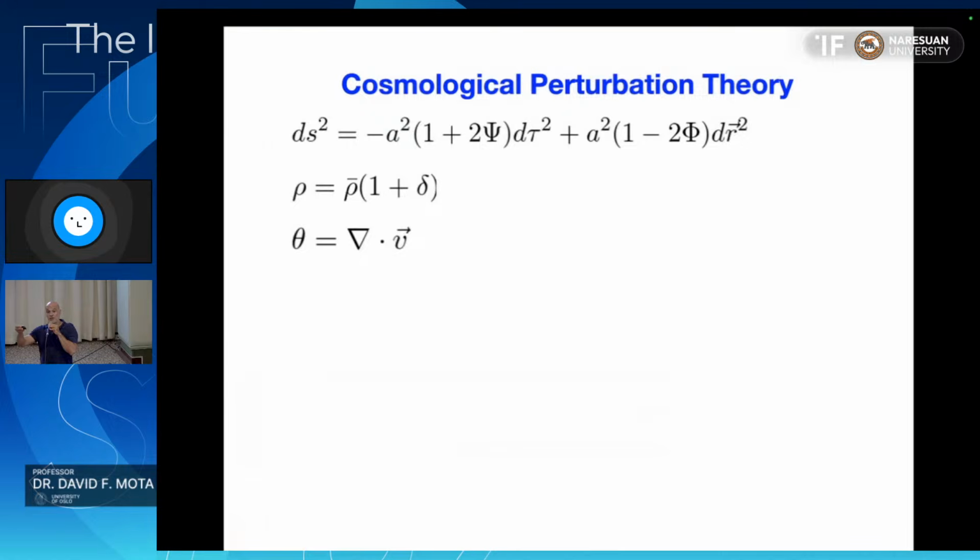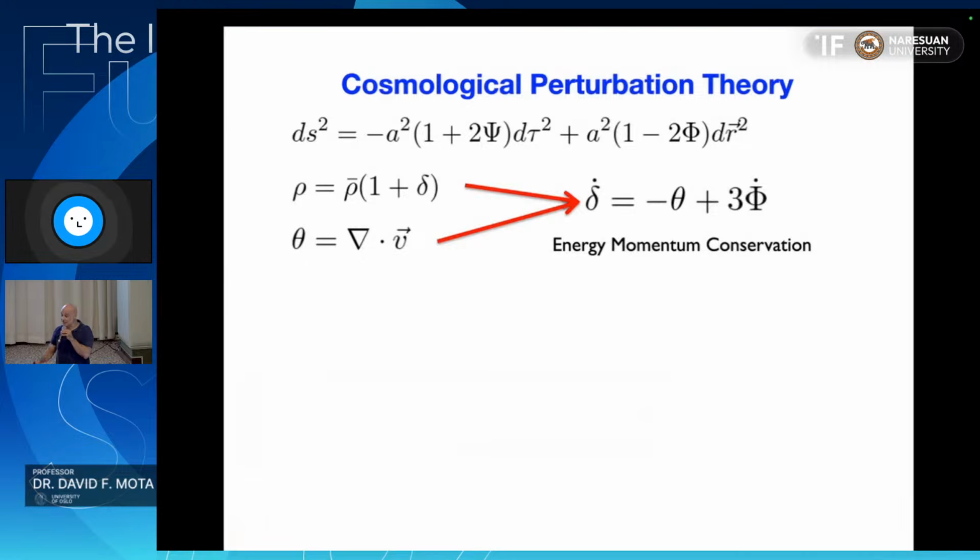We are perturbing also the matter density in the universe. So rho is going to be equal to the average density of matter, rho bar, plus the perturbation delta. Okay? And you will have also some velocity. So the divergence of the velocity, we call it theta. Okay? So you plug this into the Einstein equations. Okay? And even before that, you can plug it into the conservation of the energy momentum tensor, okay, the Bianchi identity, and you can get the energy momentum conservation basically, okay?